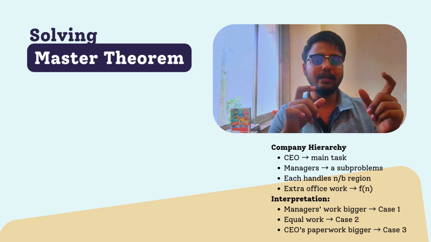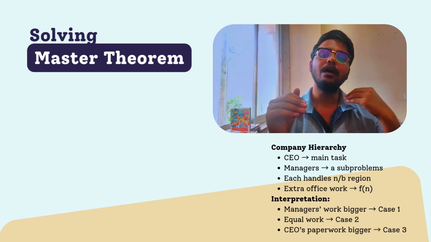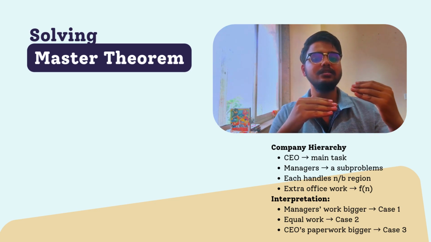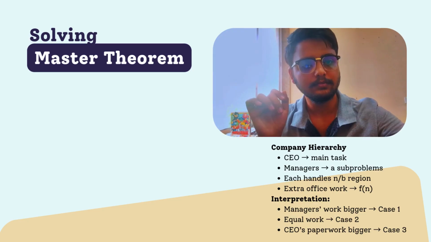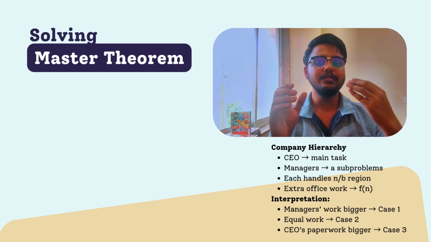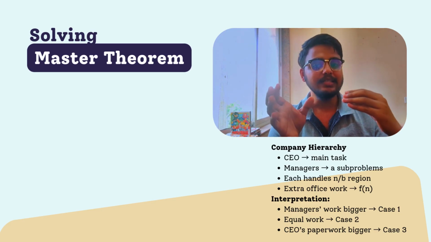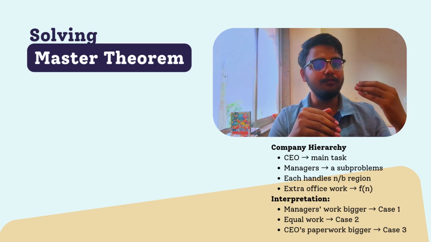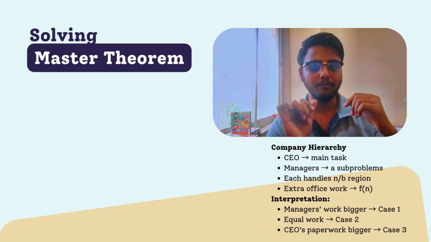Now think of it like in case 1, recursion wins, where managers are doing a lot of work and the CEO's extra paperwork, that is f of n, is very small. That means the managers are the carry forwarders of the company.